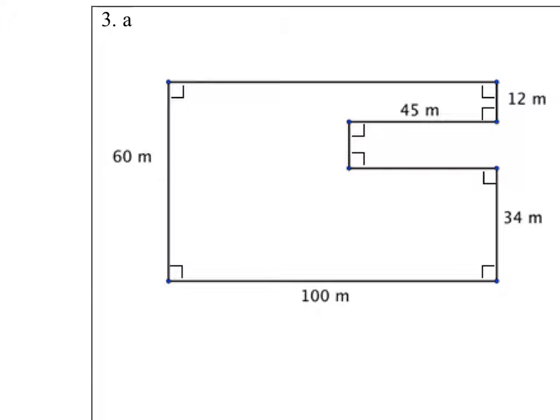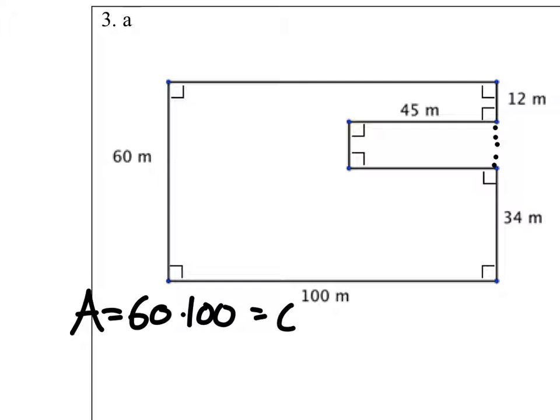Alright, on this next portion, let's find the area of this shape. Now what I'm going to do is make this look like a full rectangle. The area of that rectangle is a 60 by 100 meter rectangle. So that would give us, again, 6,000, but this is in meters squared. But this portion right here actually doesn't even exist, so I need to subtract it, whatever the area is.